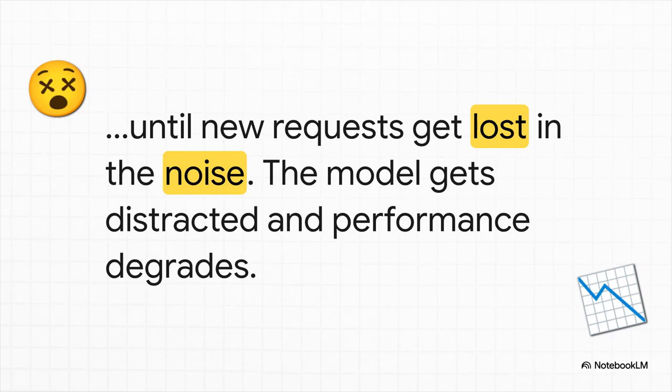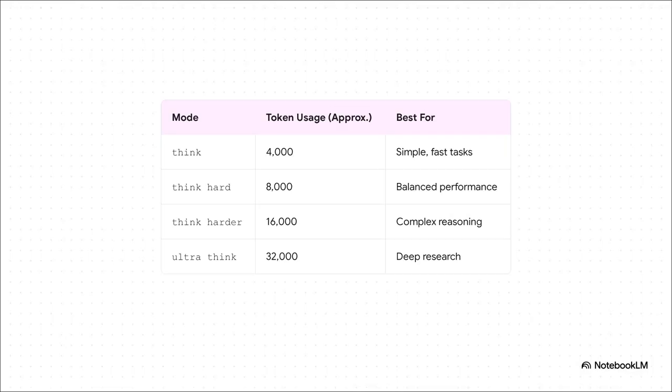After a few back and forths, that window is so crammed full of old code and previous conversations that your new request just gets lost in all the noise. The model gets confused, its performance tanks. This is what we call context rot, and it's the number one reason your code quality can suddenly fall off a cliff. Now, one of the biggest causes of context rot is just misusing the thinking modes. A lot of us just default to ultra think for everything. But look at that.